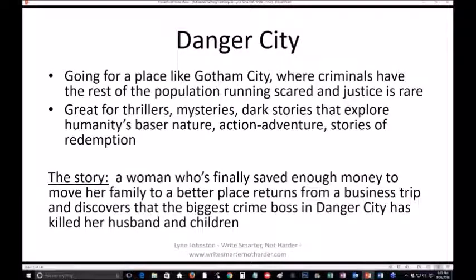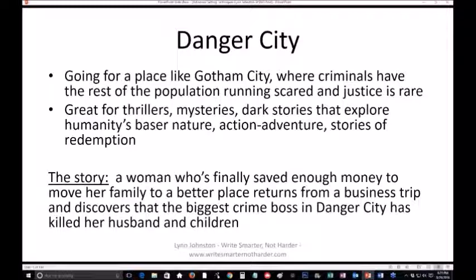The other setting we're going to look at is Danger City. We're going for kind of a feeling more like Gotham City, where the criminals kind of have everybody else scared and justice is hard to come by. And this is going to be a great setting for a thriller or a mystery, something noir, or some sort of dark story that explores humanity's basic nature. Could be great for like action adventure or a redemption story.